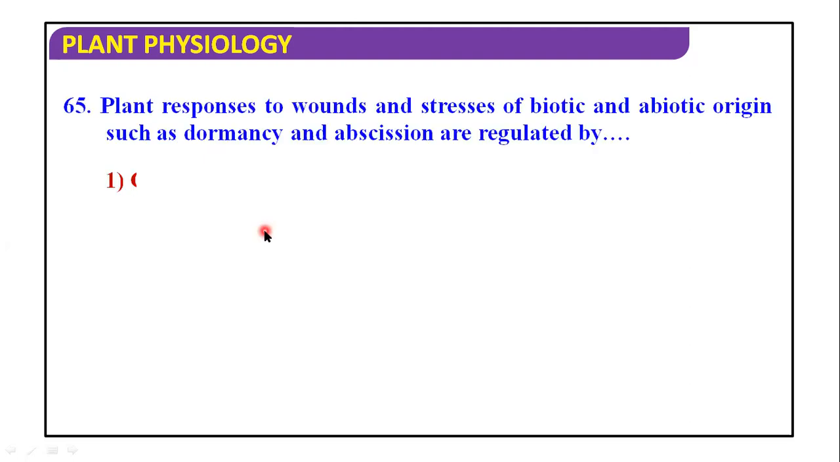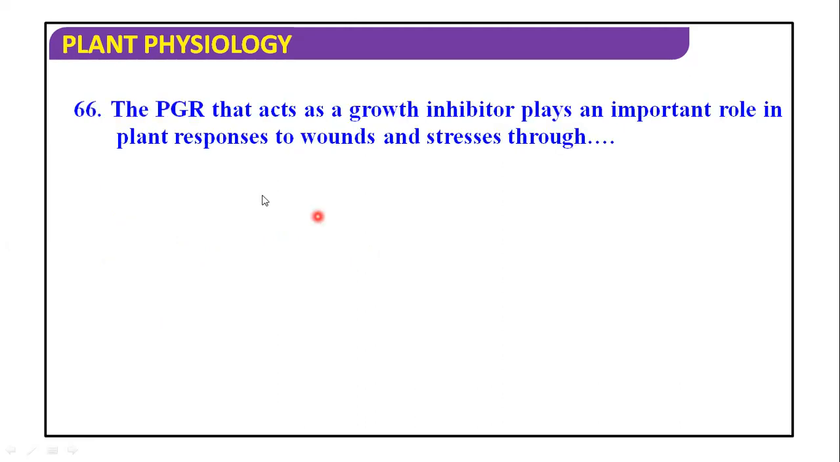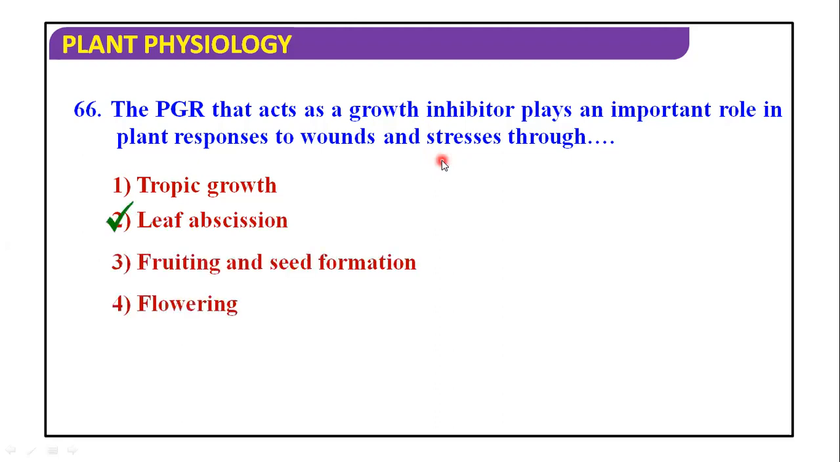Answer is abscisic acid. Plant responses to wound and traces of biotic and abiotic origin, such as dormancy and abscission, are regulated by gibberellin, abscisic acid, auxin, and cytokinin. And the answer is abscisic acid. Then, the plant growth regulator that acts as a growth inhibitor plays an important role in plant responses to wound and traces through tropic growth, leaf abscission, fruiting and seed formation, and flowering. Answer is leaf abscission.